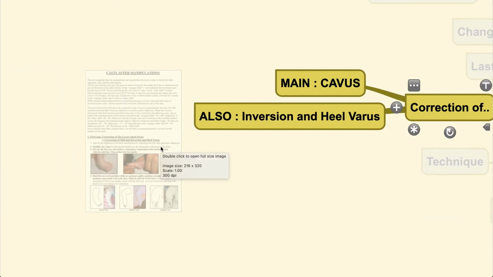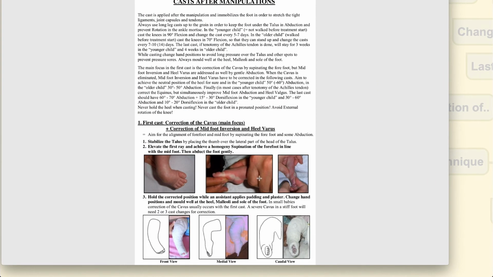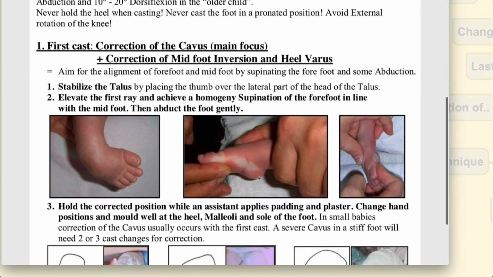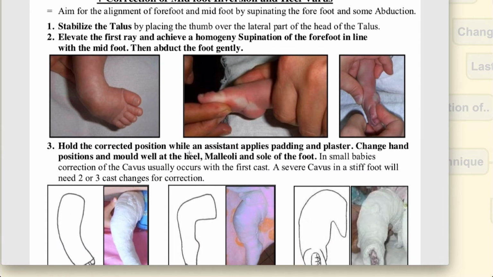So for the first manipulation, you are trying to correct the cavus. You could see here that the cavus is our main focus, and the way to do that is to elevate the first ray and achieve a homogeneous supination of the whole forefoot. You do that by applying pressure from underneath the foot to the heads of the metatarsals, or some would say to elevate the first metatarsal or the first ray.